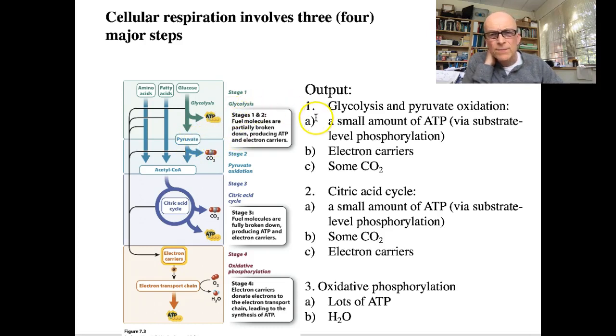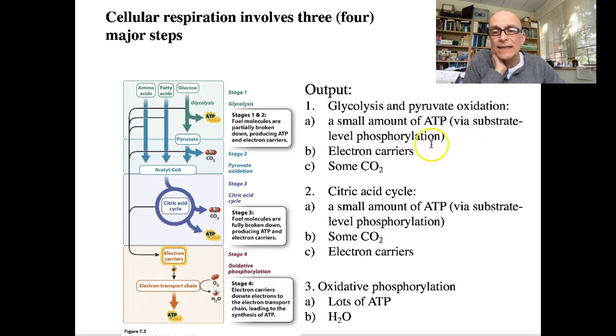So in these stages, fuel molecules, sugar, are partially broken down, producing ATP and electron carriers. So I write over here as something that you should remember. Output of the first step that's called glycolysis and pyruvate oxidation, so I'm just putting them together here, is ATP, a small amount of ATP, I say, and that's because relatively speaking to this step, which releases a lot of ATP, this is a meager amount of ATP, but it's some.